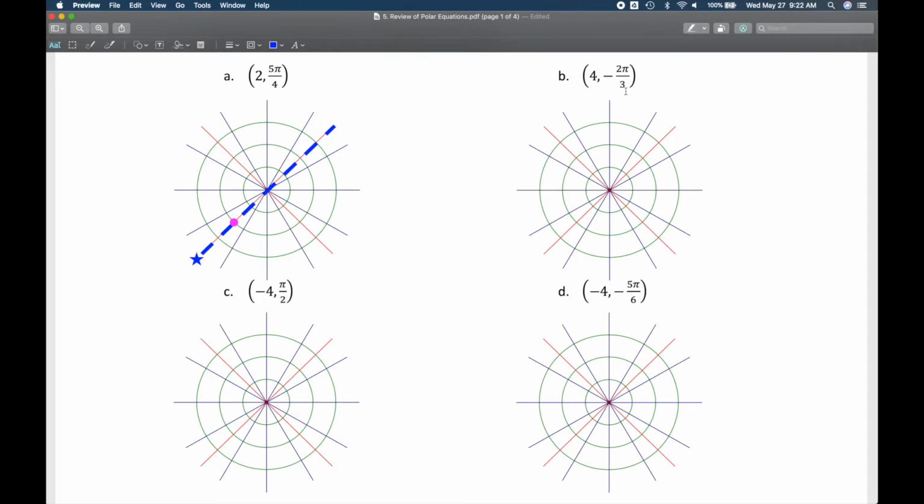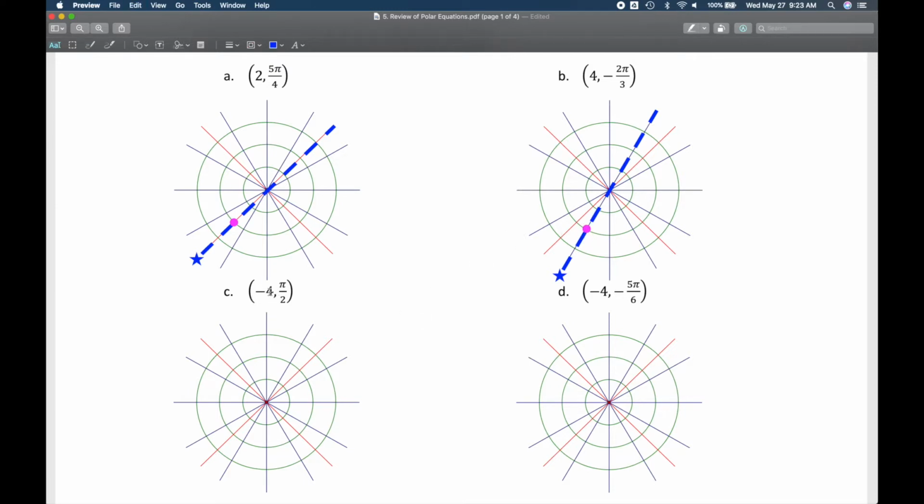When we get over to b, we'll use the negative angle to figure out where 2 pi over 3 is. So it's right there. And I'm just going to pretend like that radius is 2 and not 4 because I didn't give you enough lines for a radius of 4 for whatever reason. Remember, I like to label that here is where negative 2 pi over 3 is. So I know I'm going in this direction. So I get a point right there.